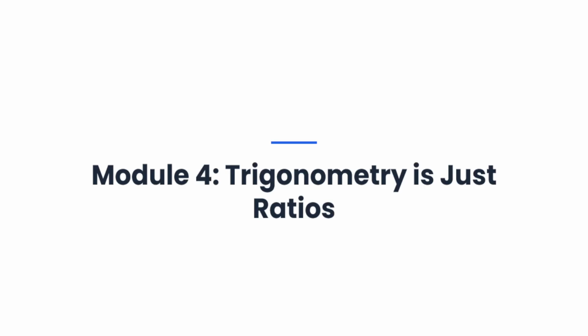Trigonometry literally means triangle measurement, and it's from the Greek trigonon and metron. Many people find trigonometry intimidating because of words like sine and cosine. But here is the big secret. Trigonometry is not about complex equations. It is simply about ratios, comparing the size of one side of our triangle to another.